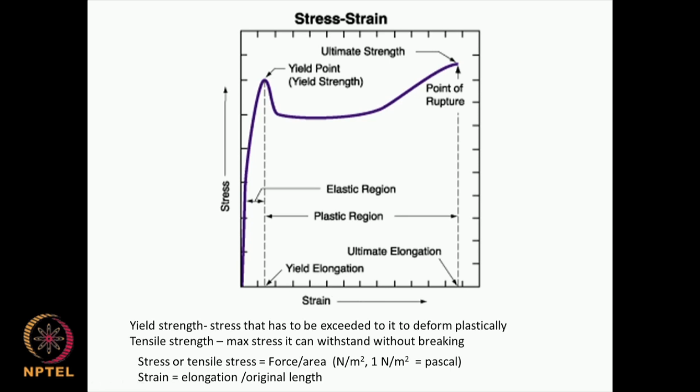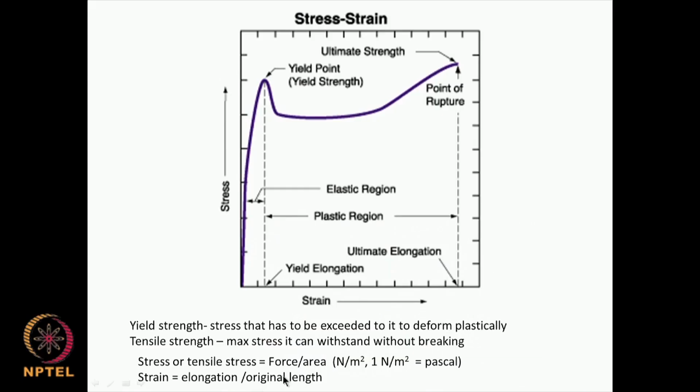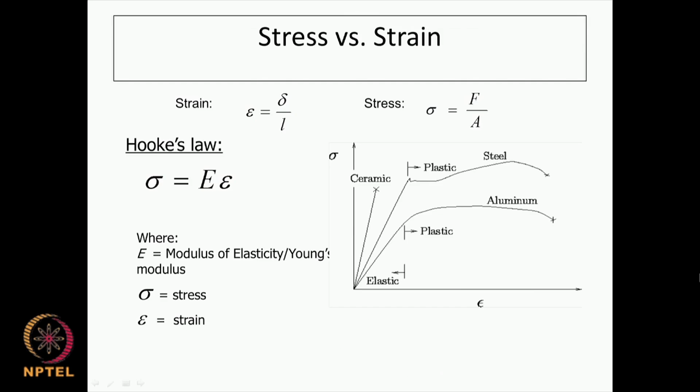So, stress is equal to slope into strain, and another important point is strain has no units because you are dividing elongation by original length, whereas stress has a unit because stress is equal to force by area. Force is represented as Newton. So, force by area is Newton per meter square, 1 Newton per meter square is 1 Pascal. Okay. So, this is a mathematical representation, epsilon is delta, the change in the length or elongation divided by original length, stress is sigma, force by area, okay.